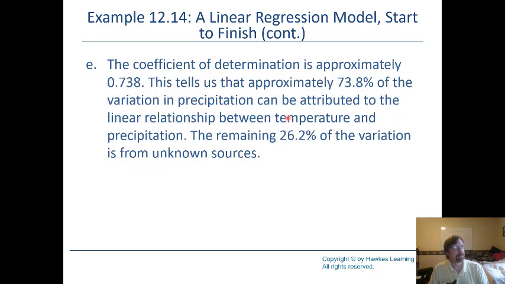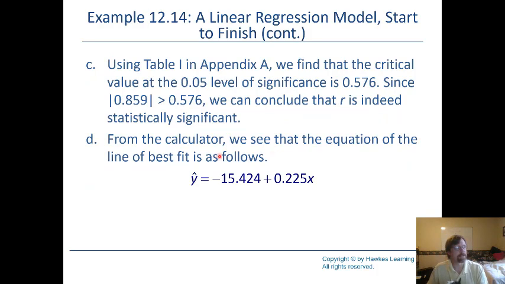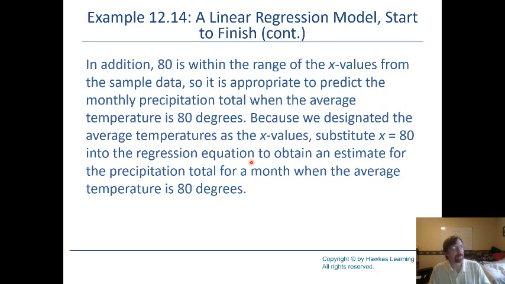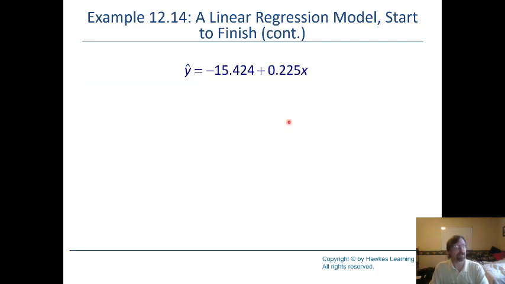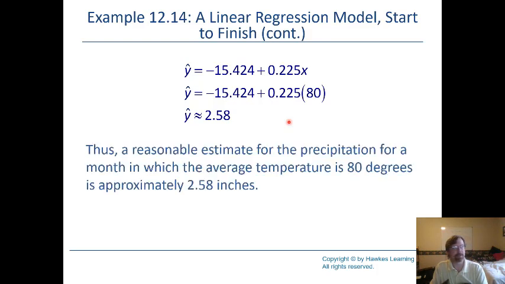Oh, right, there we go. Sorry, I skipped ahead too far. So we can put that slope, and, sorry, there's the slope and intercept into our equation here. We can use it to make predictions, right? 80 is within that range of x values, so we can do this. We can put 80 in right there, and we get approximately 2.58. We can reasonably estimate 2.58 inches for precipitation for a month with the average temperature of 80 degrees.